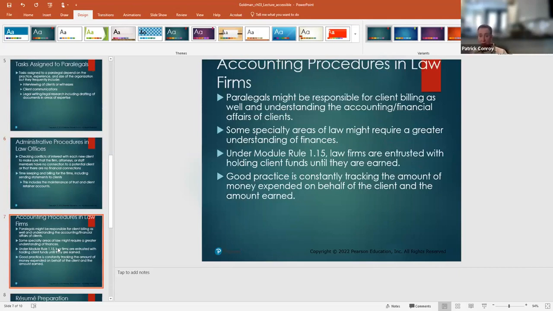It's important to know some accounting if you're going to be working in the legal field as a paralegal. Not only is it about client billing, you often have to understand the accounting or financial affairs of the clients. You're going to have to be able to look over their financial reports, and if they're suing somebody, that person's financial reports. Some specialty areas of law might require greater understanding of finances. For instance, if you work in corporate law, you need a better understanding of finances and reading financial reports. A lot of this is why in this program, they require you to take an accounting course.